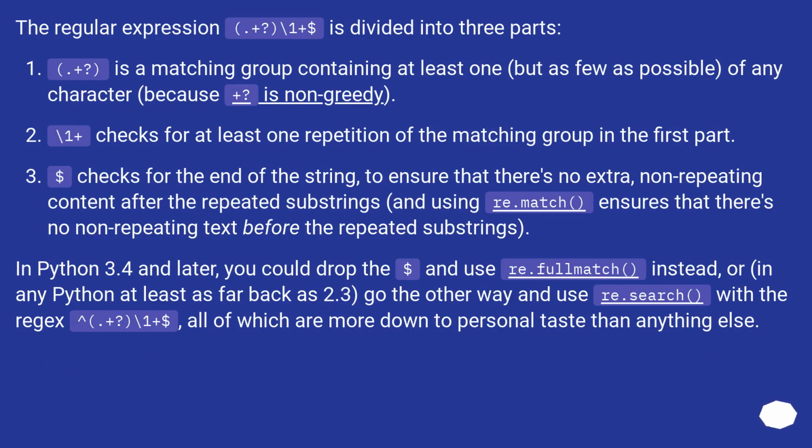The regular expression, (.+?)\1+$, is divided into three parts. (.+?) is a matching group containing at least one, but as few as possible, of any character, because +? is non-greedy. \1+ checks for at least one repetition of the matching group in the first part. $ checks for the end of the string, to ensure that there's no extra, non-repeating content after the repeated substrings, and using re.match ensures that there's no non-repeating text before the repeated substrings.